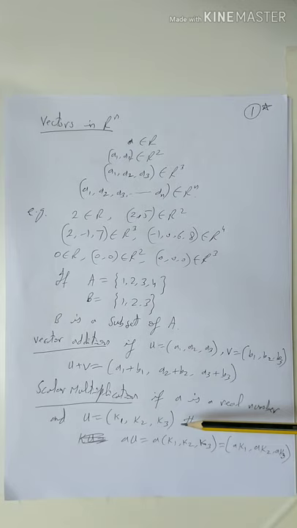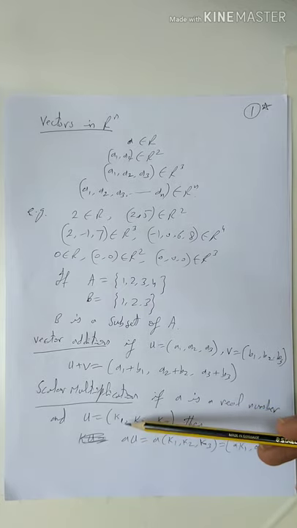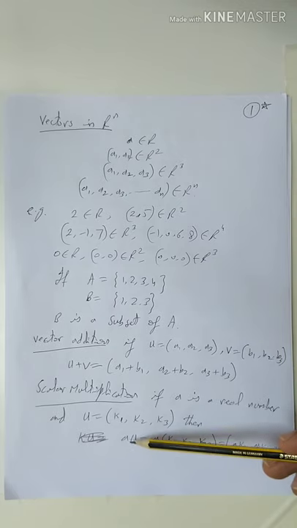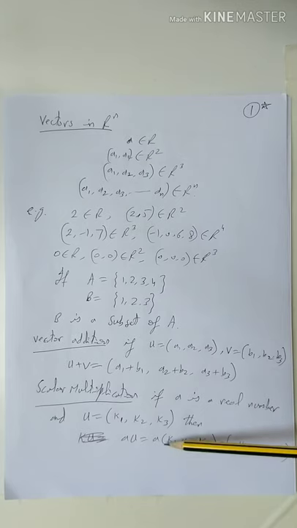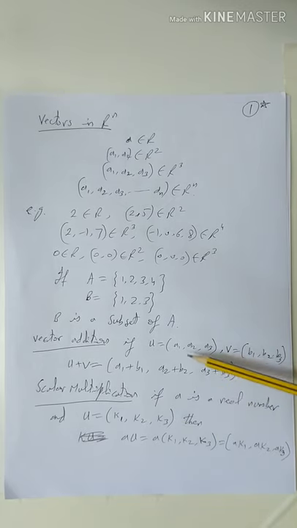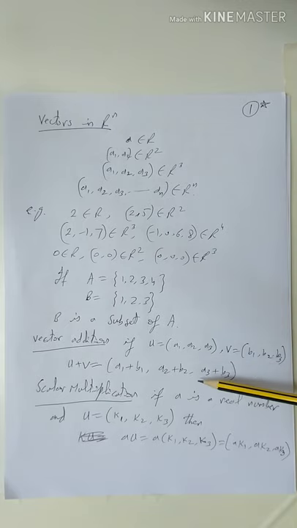And then scalar multiplication. Scalar multiplication means multiplying any vector by a real number. So if A is a real number and U is a vector, say (K1, K2, K3), where K1, K2, K3 are any real numbers, then A is a scalar and U is a vector. If you multiply A with U, this will be (AK1, AK2, AK3). In this way, we can multiply a real number with a vector, and in this way, we can add two vectors, which is called vector addition.